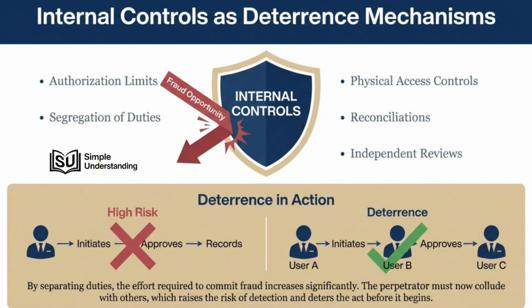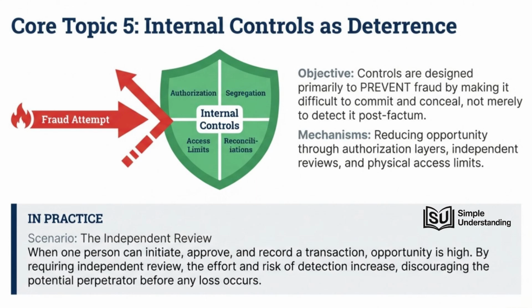that reduce opportunity. For example, when one person can initiate, approve, and record a transaction, opportunity is high. When duties are separated and transactions are reviewed independently, the effort and risk of fraud increase, discouraging potential perpetrators and protecting the organization before losses occur.